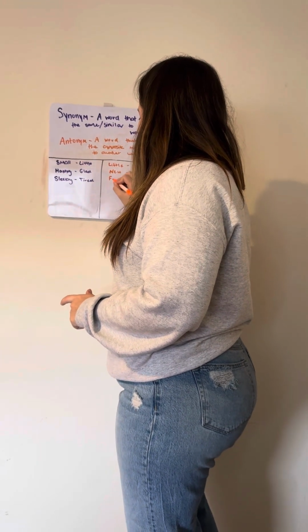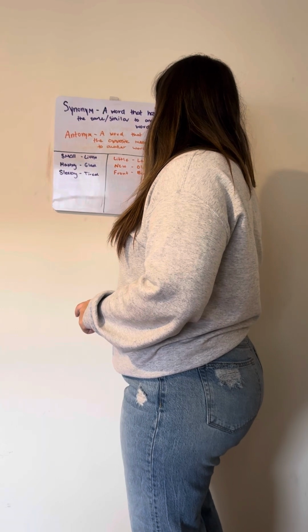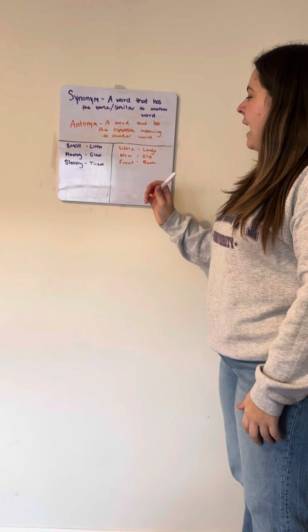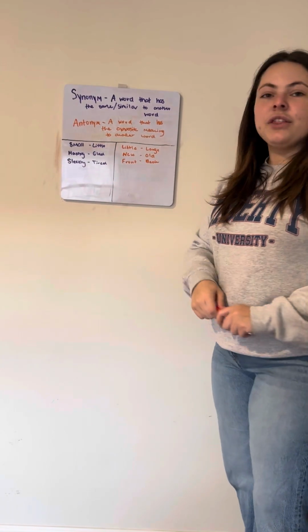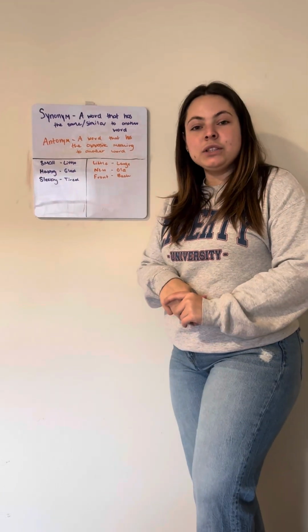All right, and we have found front and back. So we're gonna write that one on the board. Front and back are opposites. Front is the antonym for back, and back is the antonym for front. They're opposites. So now we're gonna go ahead and move on to our next activity.